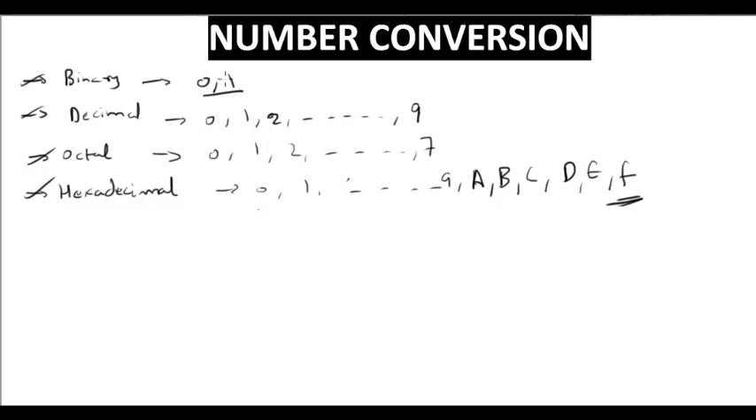Now we will see how we can convert binary to decimal, decimal to binary, binary to octal, and all these examples we will see in this topic. First we will convert decimal to any system. We have taken the first case, that is decimal to any. Now first of all, I am taking decimal to binary.